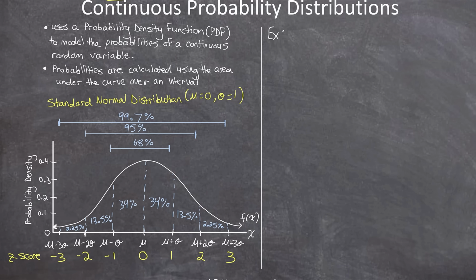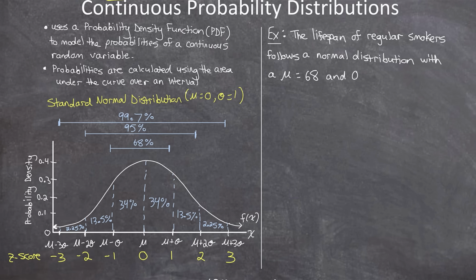In this example, it says the lifespan of regular smokers follows a normal distribution with a mean of 68 and a standard deviation of 10. What percentage of smokers will live beyond 76? Let me start by drawing a rough sketch of a normal distribution.